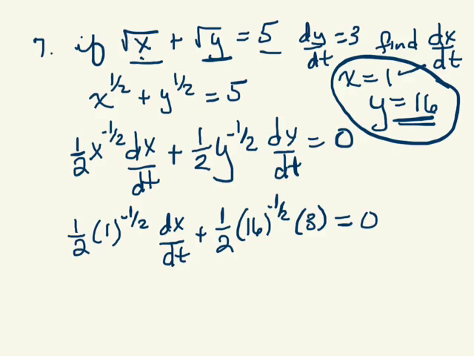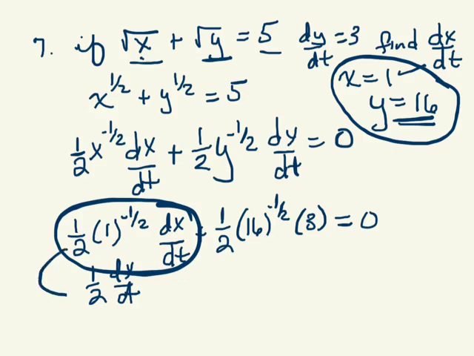And if you recall, when you raise something to a negative power, you're just going to take the reciprocal of that value. So the square root of 1 is just 1, which is what raising something to the 1/2 power is. And then when I take the reciprocal of that, 1 over 1 is still 1. So this is 1/2 times 1 times dx dt. So all of this has turned into that.